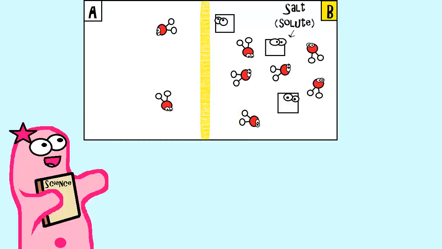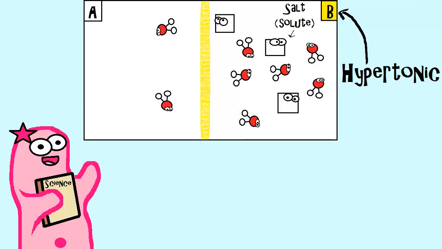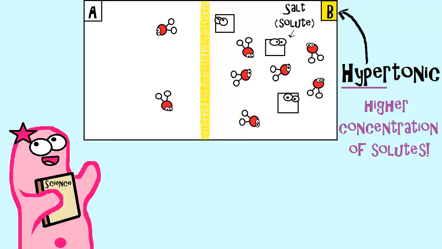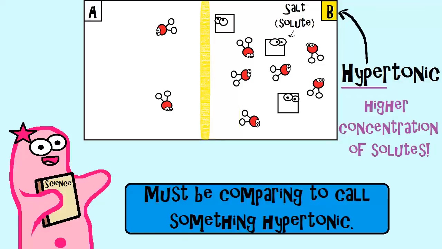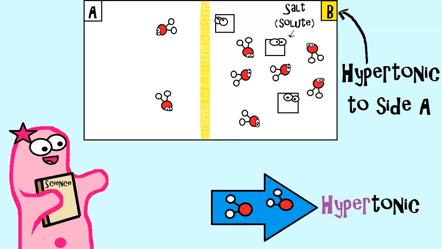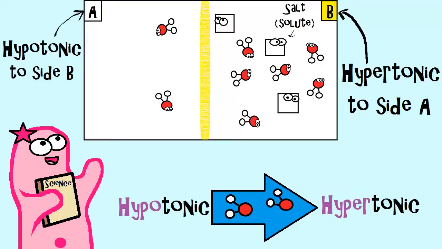Here's some vocabulary to know. We call side B hypertonic. You know that prefix hyper when you think of a hyper person? Well, that helps me think of a high amount of something. For a hyper person, it might be caffeine. But in our case, it means a high solute concentration. But we can't just say something is hypertonic without comparing it to something else. We say that side B is hypertonic to side A because it has a greater solute concentration than side A. In osmosis, water moves to the hypertonic side. We say side A is hypotonic. Hypo rhymes with low, which helps me remember that it's a lower solute concentration, at least when compared to side B.